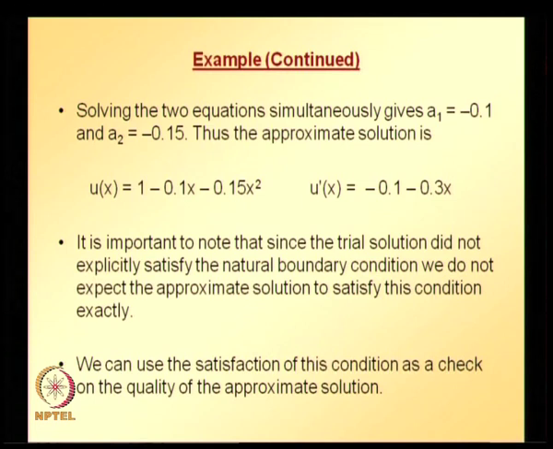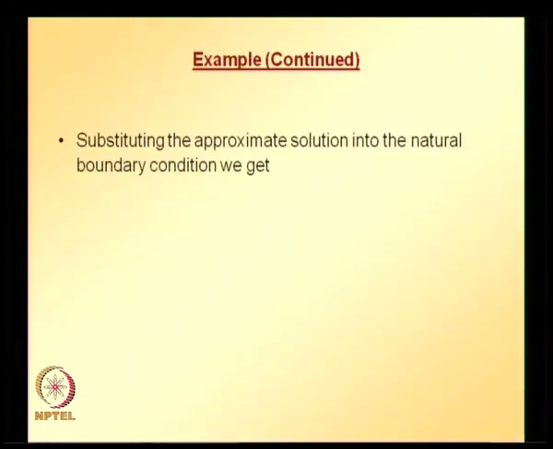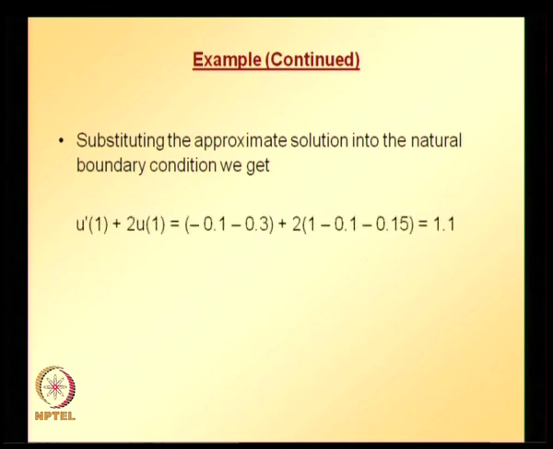Okay. So what we can do is, we have the derivative of u here, and we evaluate this derivative of u at x equal to 1. The natural boundary condition that is given is the derivative of u evaluated at x equal to 1 is 1, and we see whether we get 1 or not. Substituting the approximate solution into the natural boundary condition, we get 1.1. Actually we should get 1, which means we got 10% error. How did we get it? We started with a quadratic trial solution.